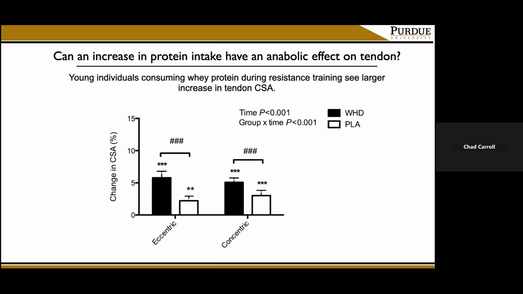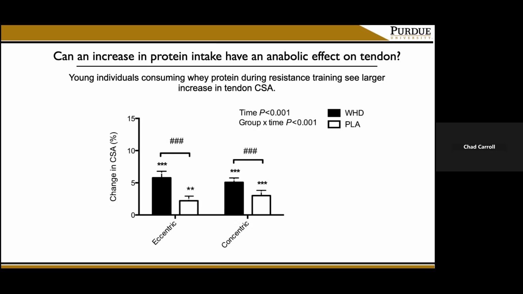And then about 10 years ago, a group came out in young adults showing that if you supplemented individuals with whey protein, which is the black bar, versus no whey protein, and ran them through a chronic resistance training study, you had more tendon hypertrophy. And I'm like, wow, that's great. I wasn't expecting that.